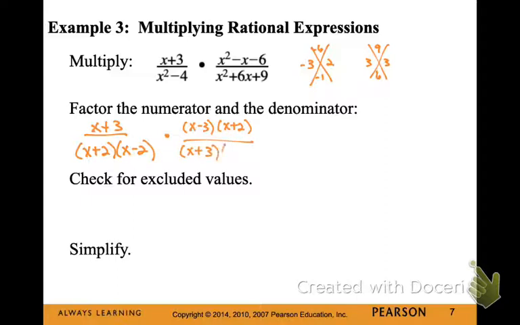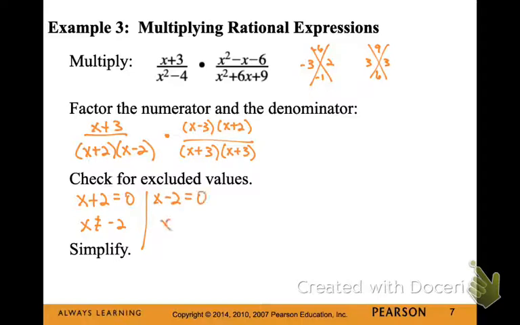Now before we simplify, we're going to look for the excluded values. And so that's anything that will make our denominator 0. So let's take all those expressions from our denominator, set them equal to 0, and solve.